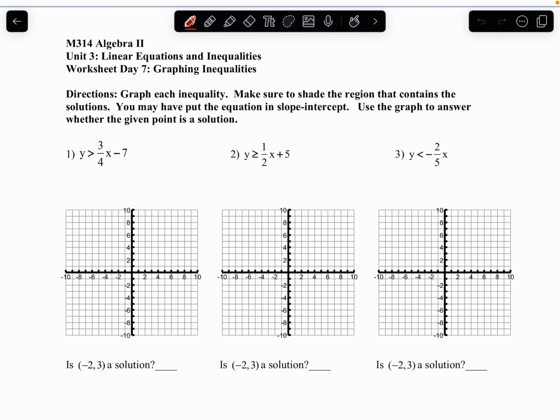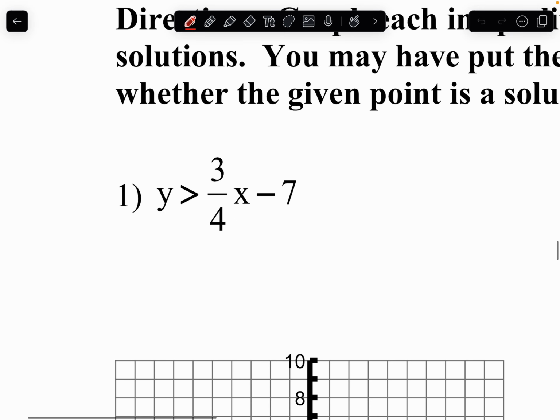All right, these are the notes for Unit 3, Worksheet Day 7. I'm just going to do some of these examples just to review some of the graphing. So again, remember all of these are in slope intercept form, so these look like y equals mx plus b.